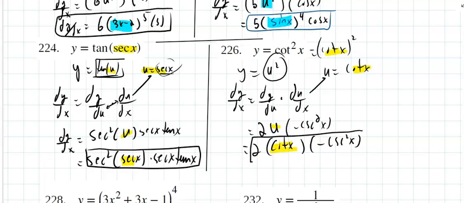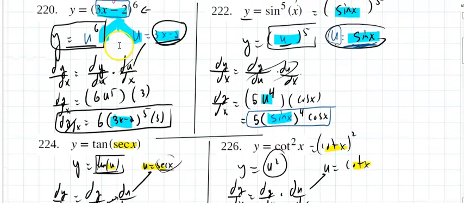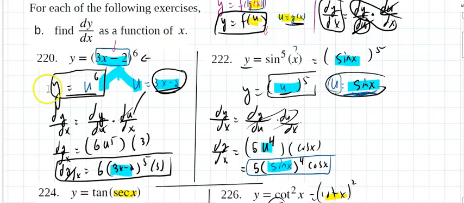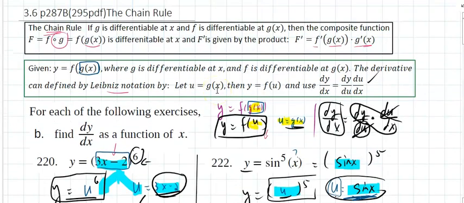Now, if I really pay attention to what's happening, if I look back, it seems the outsidemost function is a power function. I brought the power down, subtract 1 from the power, times the derivative of the inside. And that's really what this was saying. If you have f of g of x, take the derivative of the outsidemost function times the derivative of the inside.